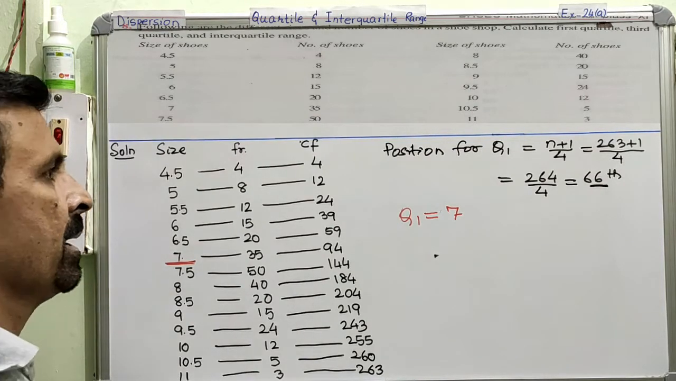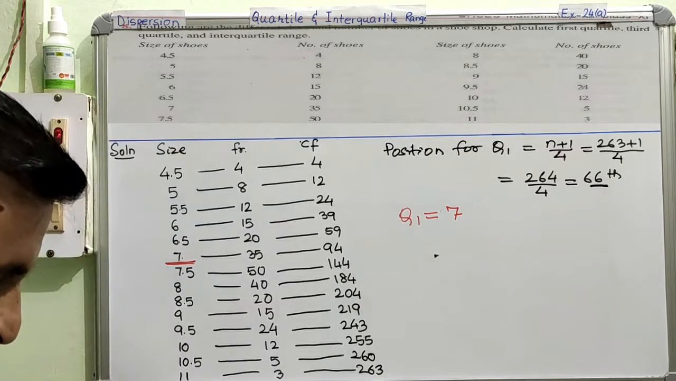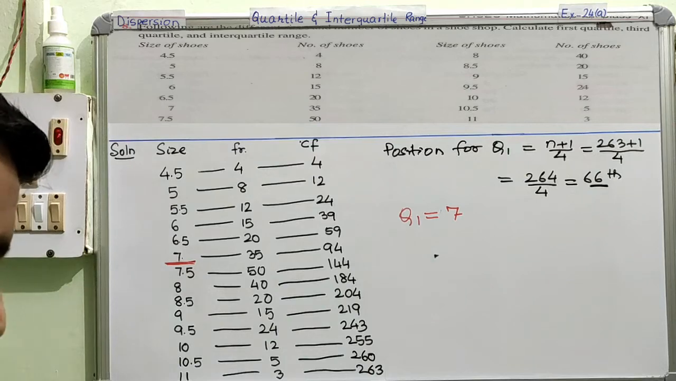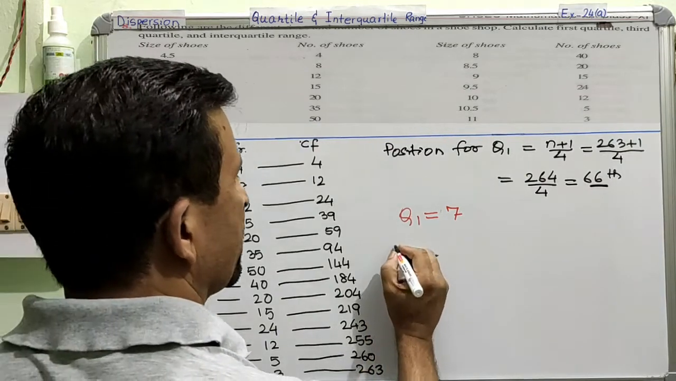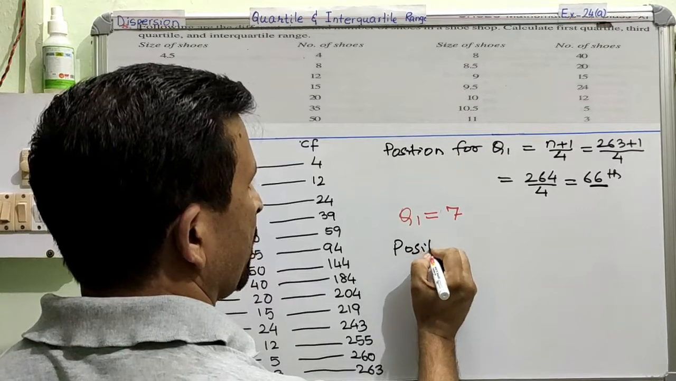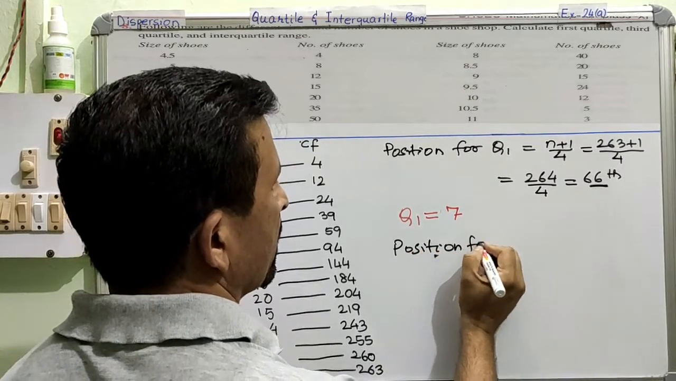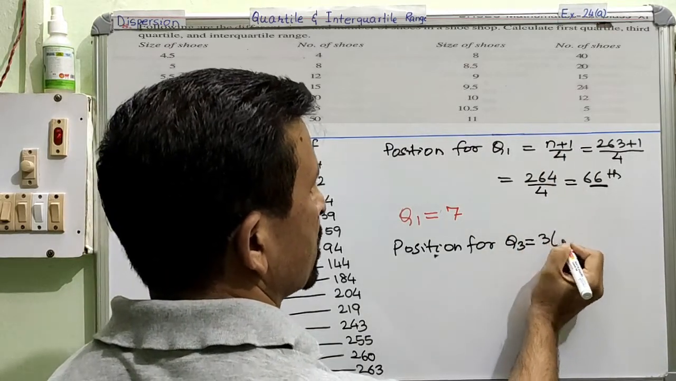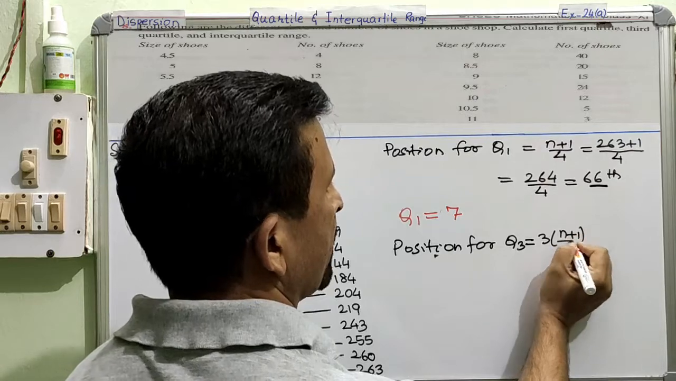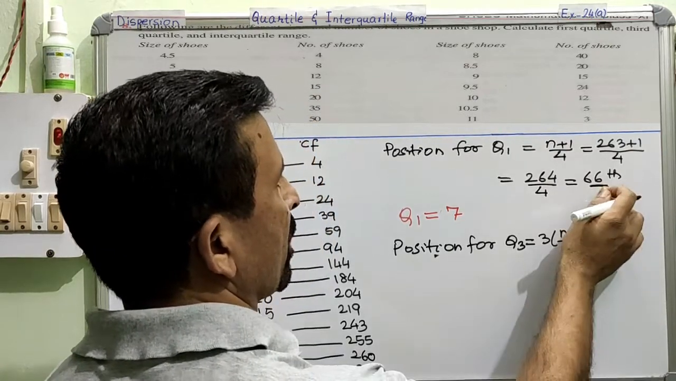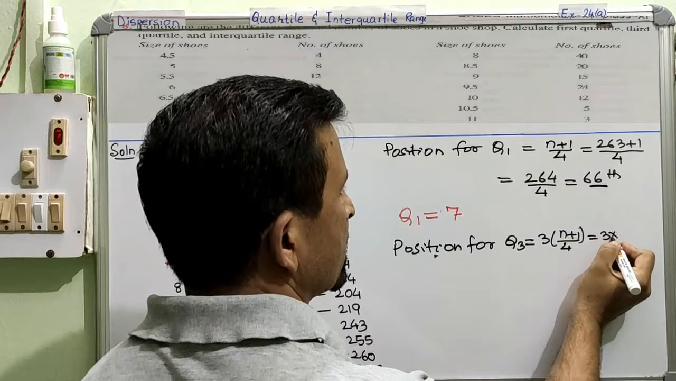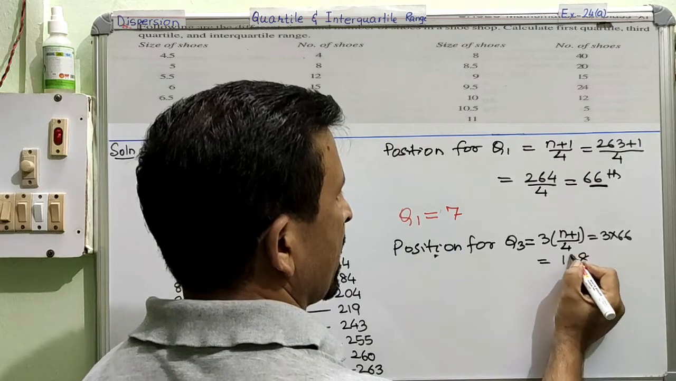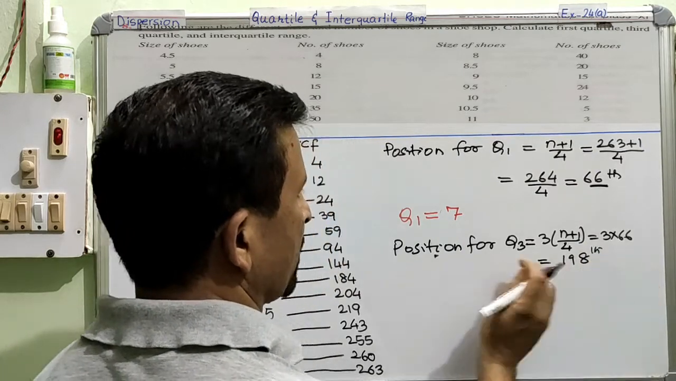Is it okay? Likewise, now we can calculate the value of Q3. Clear? So again, similarly, for the position of Q3, what we do is simply multiply this by 3. So 3 into n plus 1 divided by 4, and n plus 1 divided by 4, you have got 66. So therefore 3 into 66 will become the position for your Q3. And therefore 6 is 18 and 198. So this becomes the position for your Q3.